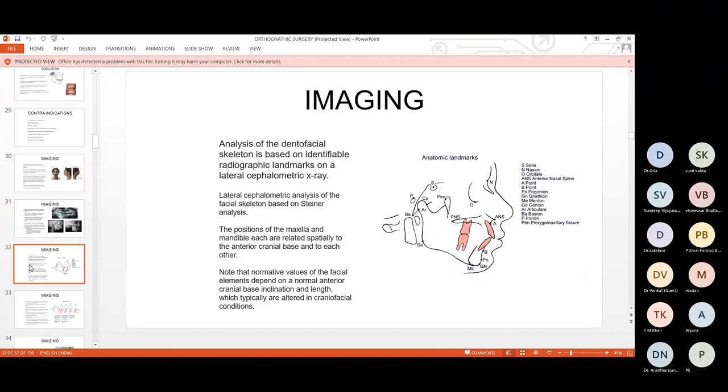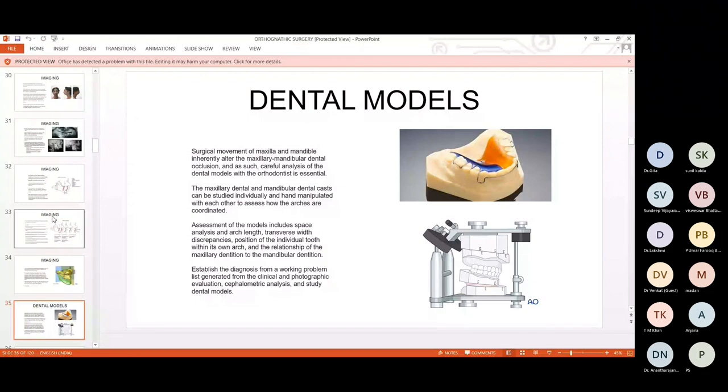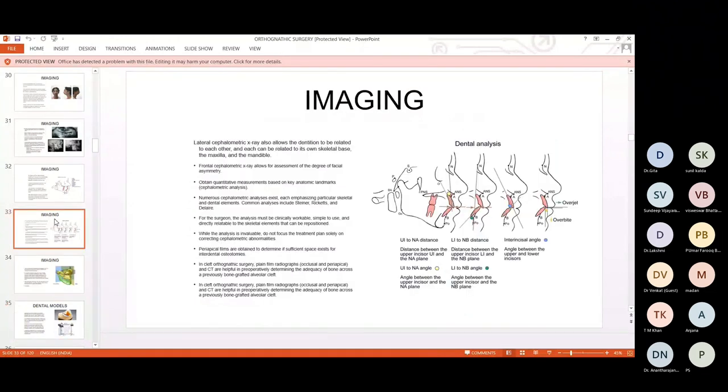The analysis of the dentofacial skeleton is based on identifiable radiographic landmarks on a lateral cephalometric X-ray. These are some of the standard points which are noted down on the anatomical regions. This is the anterior nasal spine, this is the nasion, that is the gonion, that is the pogonion, and the menton. These are some of the planes, based on which the maxilla and the mandible positions are related spatially to each other and to the cranial base. During the analysis, you can always have many of these cephalometric analyses which will tell you whether the distance is less or more, depending on various conditions.